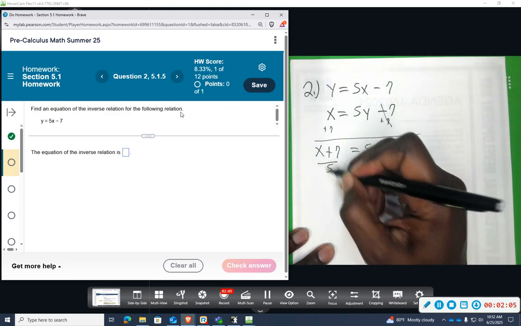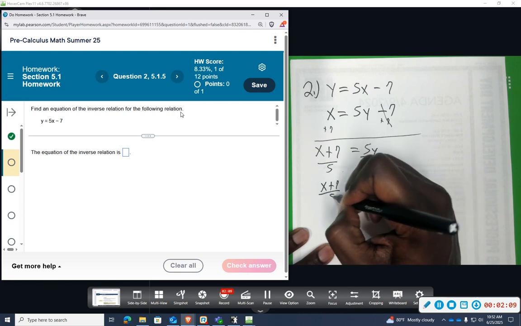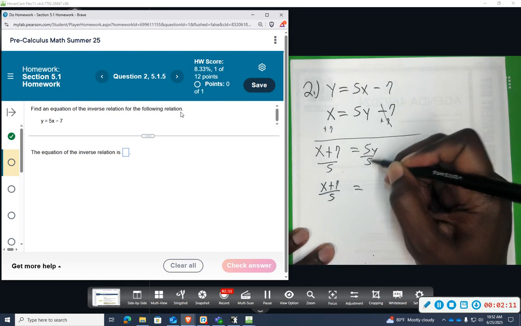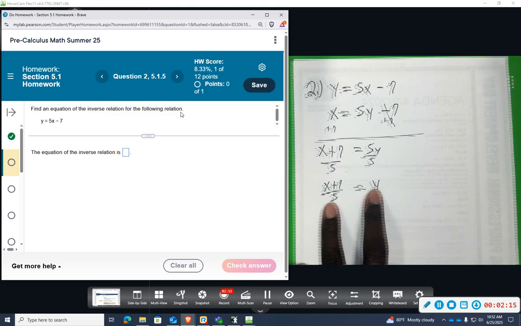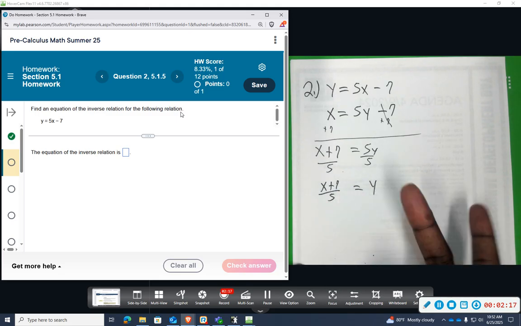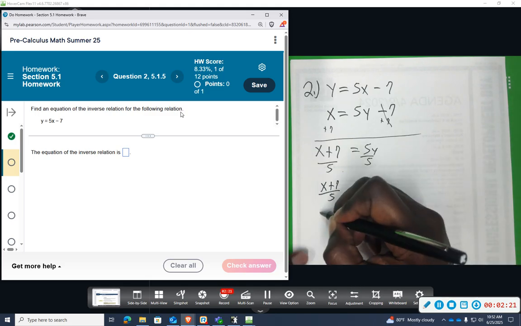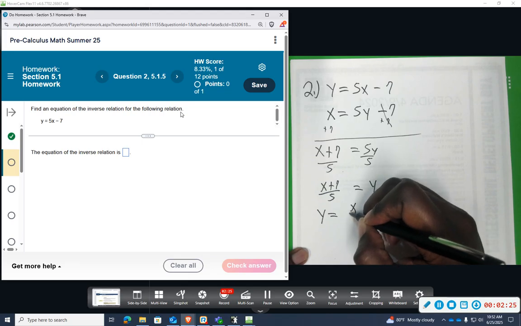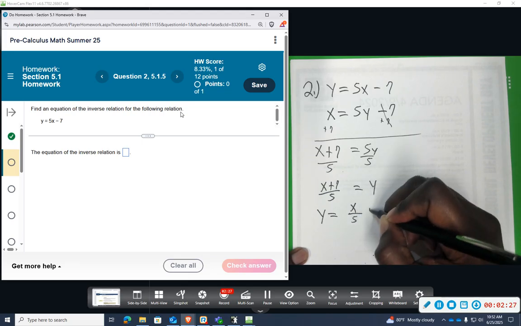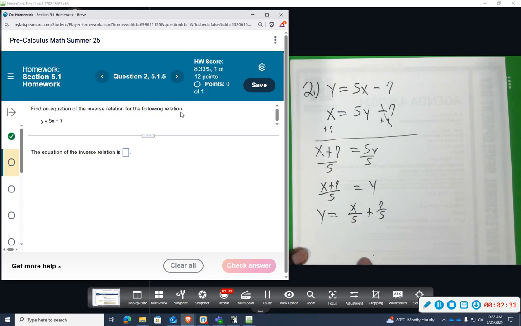Alright, so that will give us (x plus 7) over 5 equals y, since 5 divided by 5 is just 1. So at this point, this would be our inverse. I'm going to change the orientation and show you a couple different ways you can write it. So y equals x plus 7 over 5. We can write it separate or we can leave it together.